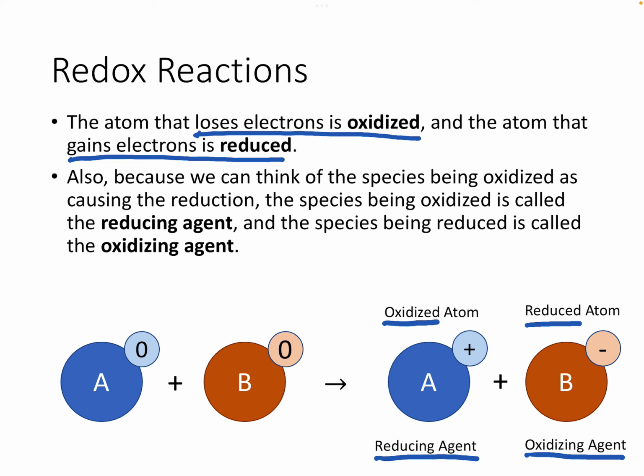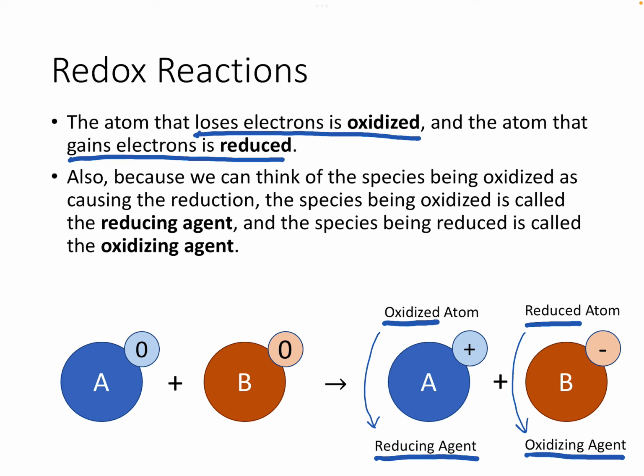Now, if that is confusing, the way that I remember this, I figure out which molecule or atom is oxidized and which one is reduced, and then they're going to be the opposite type of agent. So the oxidized atom is the reducing agent. The reduced atom is the oxidizing agent. So you always flip it. Whichever assignment they have, you flip it for the agent, if that makes sense.